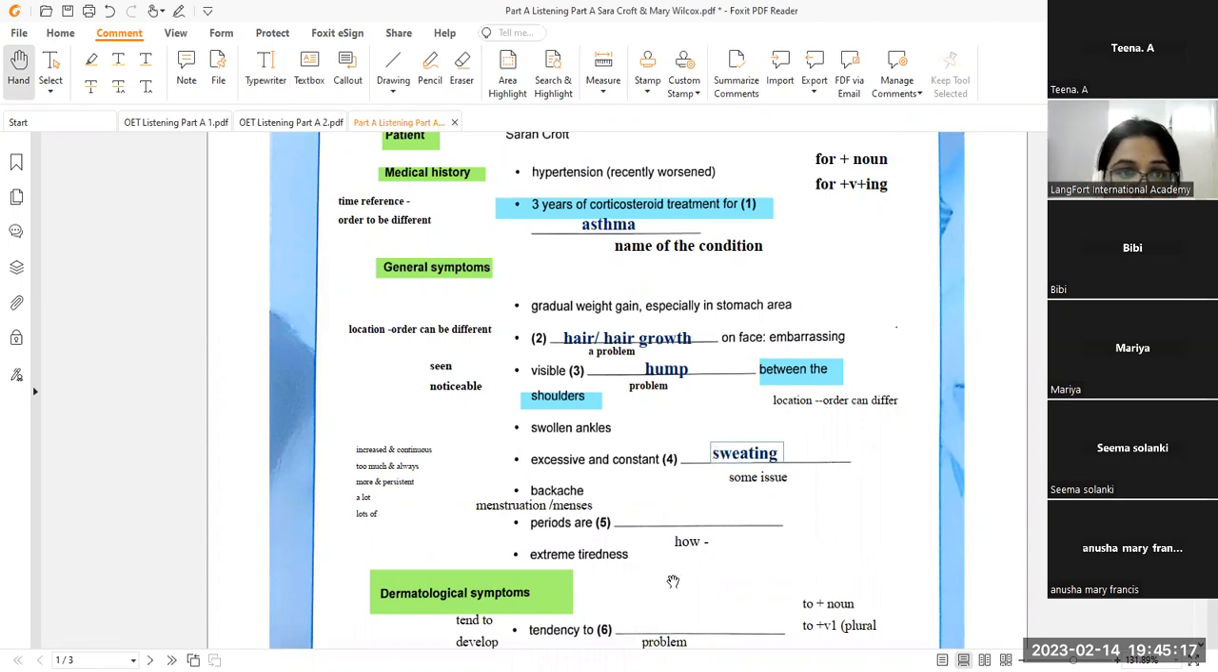Next one. How does she describe her periods? Painful. Let's listen to that. The answer is infrequent. I'll tell you why in a second. And I understand why you guys got confused with painful.